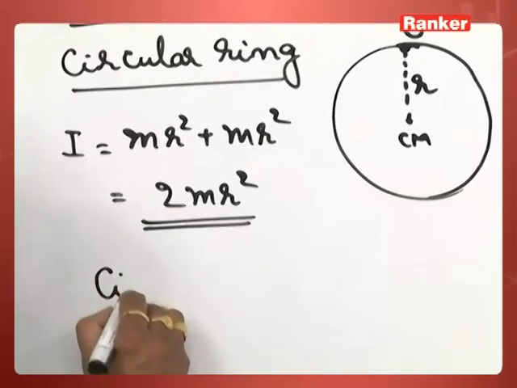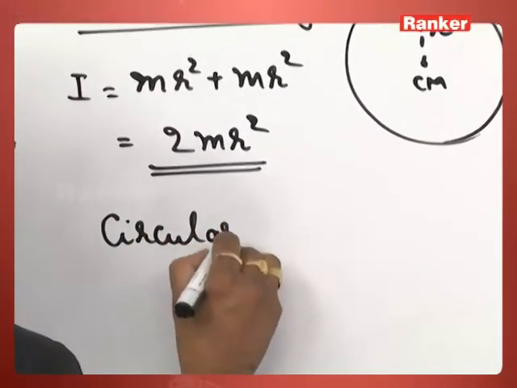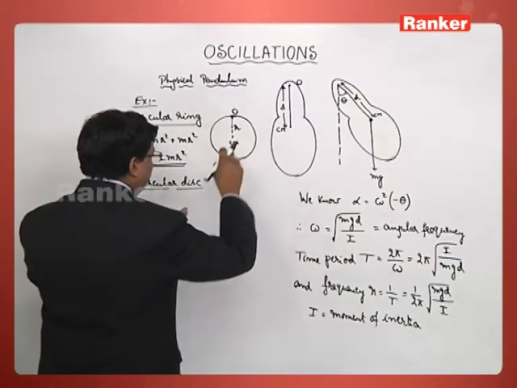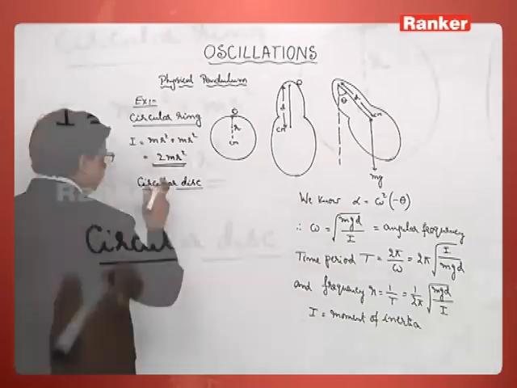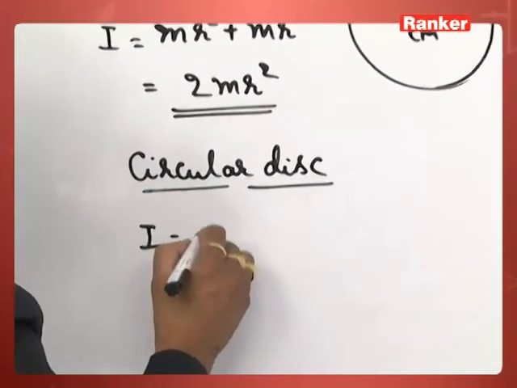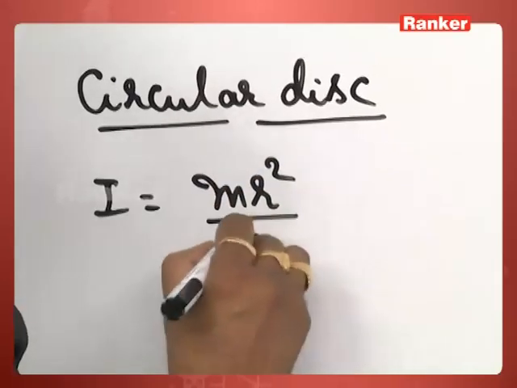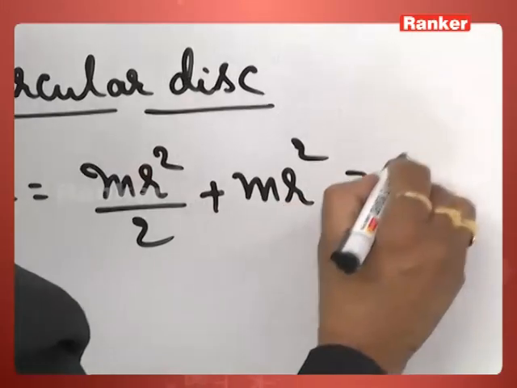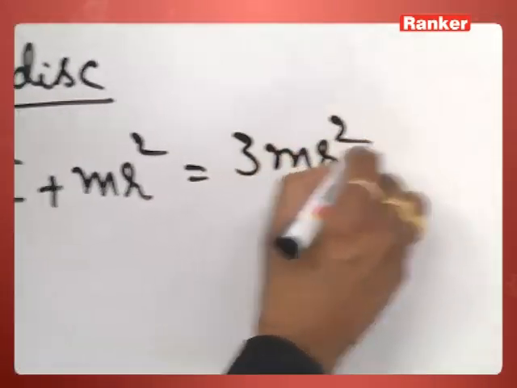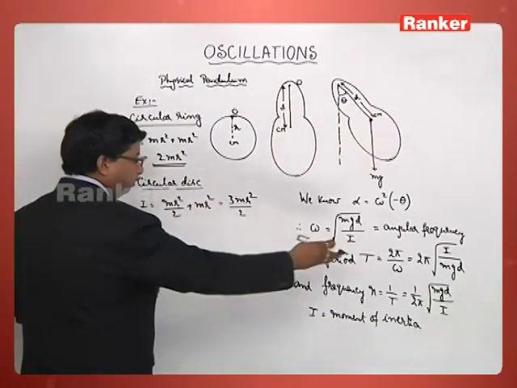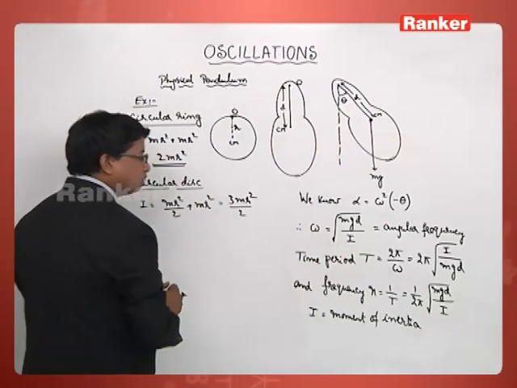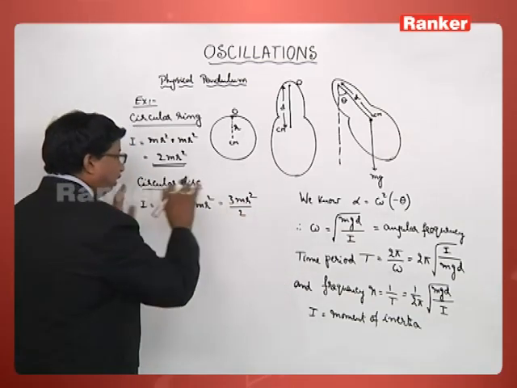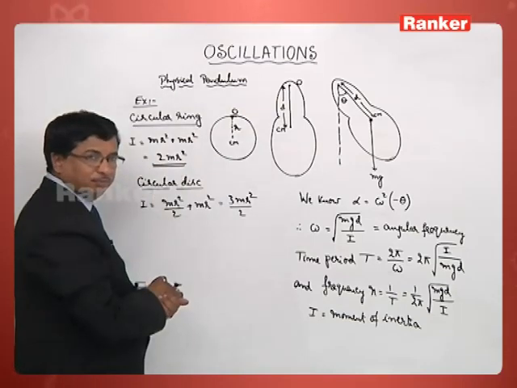Suppose I consider the same body as a circular disc. Then what would be the moment of inertia? It is mr square by 2 plus mr square applying the parallel axis theorem. This now becomes 3mr square by 2. This formula we can write in each of the equations to calculate omega or T or n for a circular disc when it is fixed like this again.